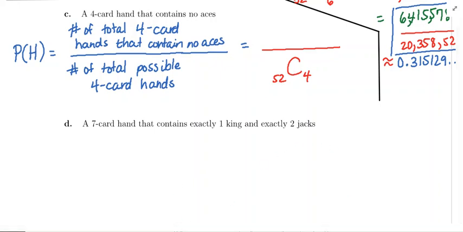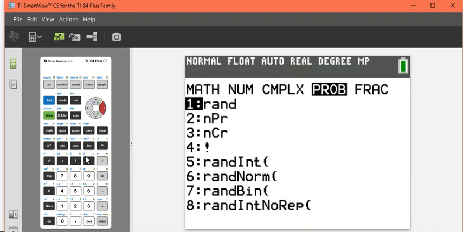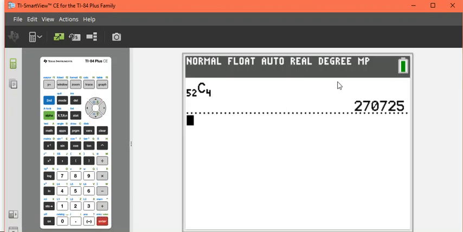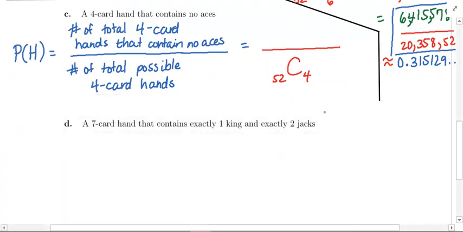If we actually go to our calculator, we can figure out what that is. So we're going to have 52 choose, sorry, 4. 52 choose 4. That's going to give us 270,725 possible hands. So that's the total number of possible 4-card hands.